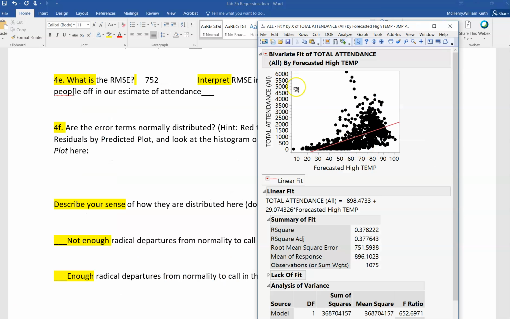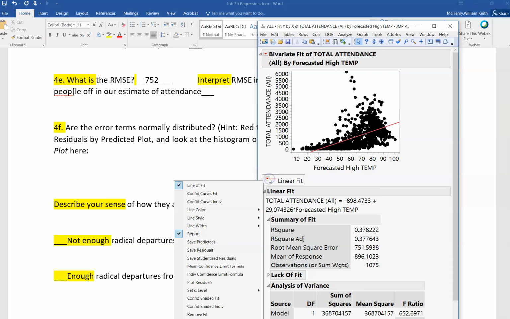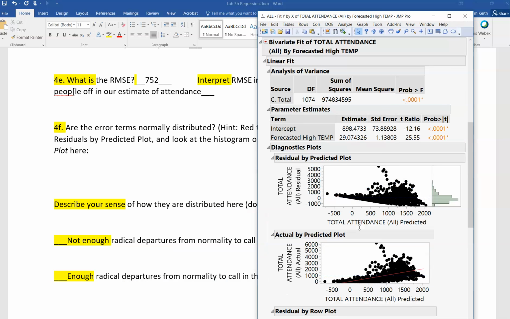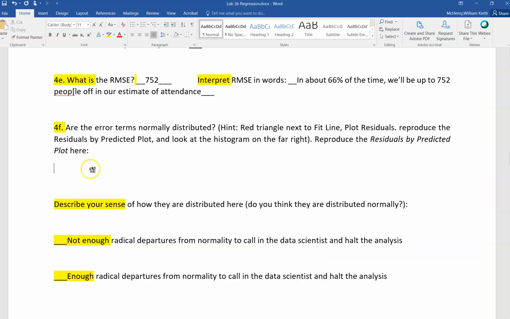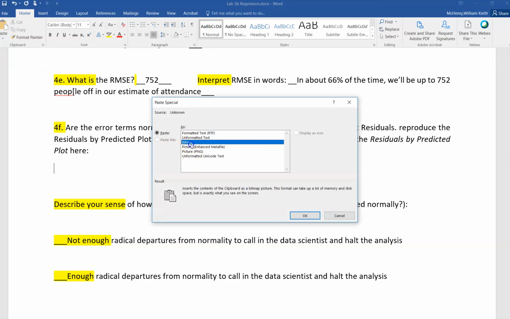Next step, let's take a look at the residuals. So remember, to get them, you have to go here where it says linear fit, and we click on the red triangle. We're going to go down and say plot residuals. And then we've got 4 different plots here, and I've asked you to look at the residuals by predicted. That's the first one that JMP gives us. So let's grab that one here. Control C, go to my Word document, paste special, bitmap.